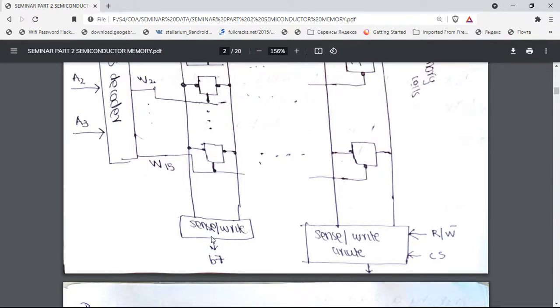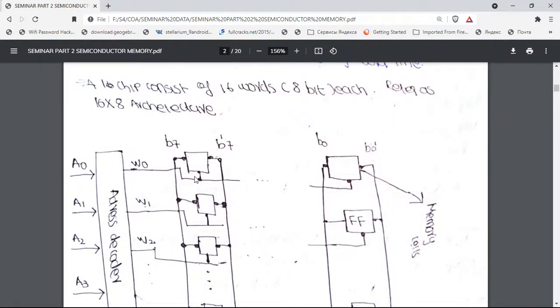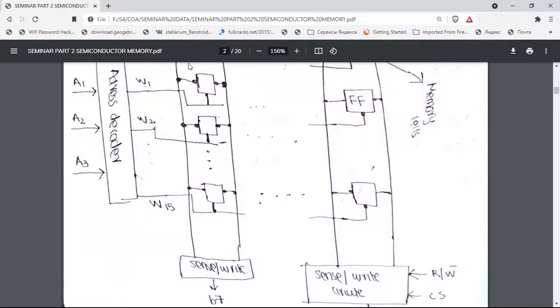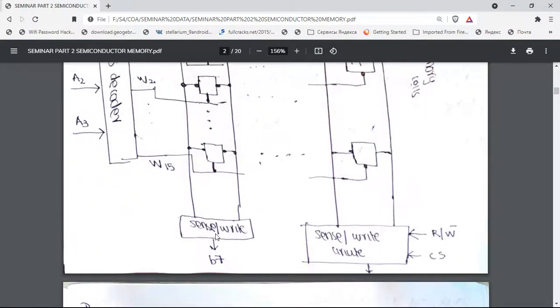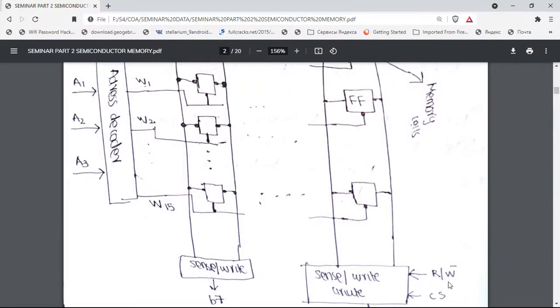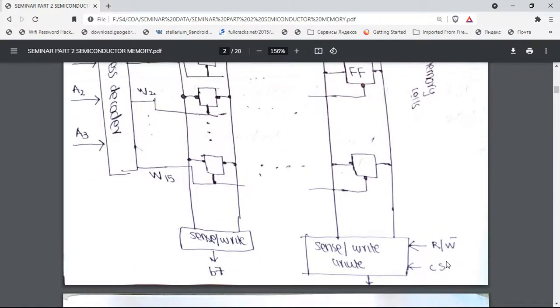This is the sense or write circuit. We can see it is a circuit that is connected like this. This circuit will enable the function to write into or read from the memory. There will be a read or write signal and a control signal coming in.